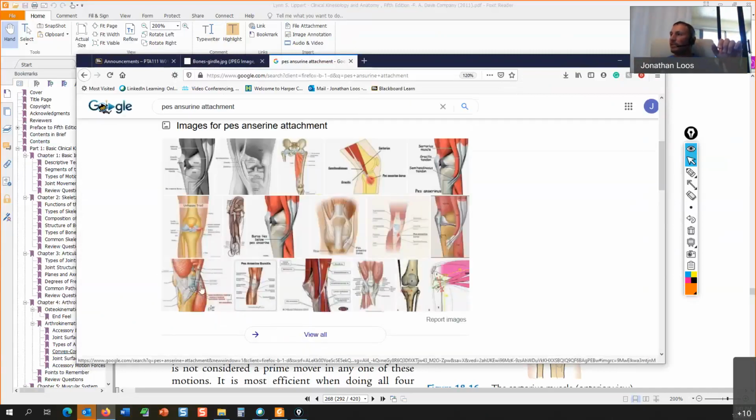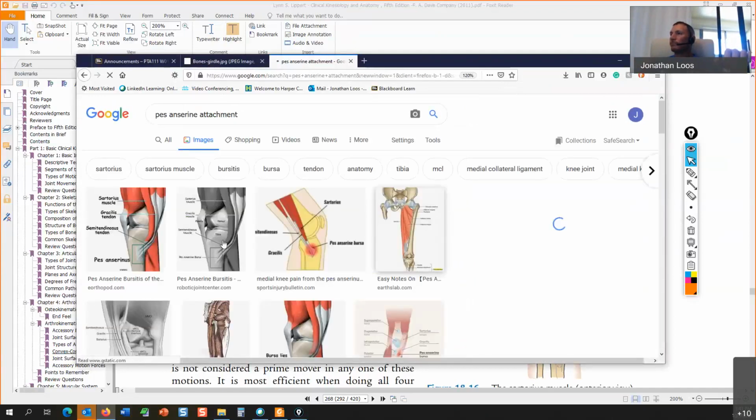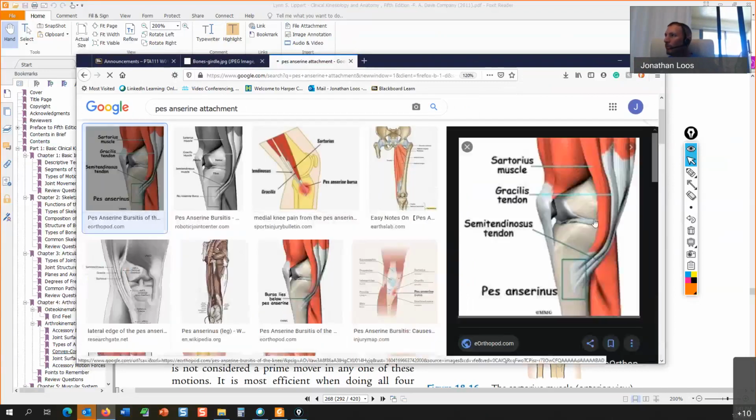Let's see if we can find a good photo of it. You can kind of see it right here. So here's your sartorius muscle. This is a left leg looking at a lateral view. Here's your quadricep complex, here's your rectus femoris right there, and then here's the posterior part of the leg back here. You can see the 3 muscles coming down here and making that triad of the pes anserine. You have your sartorius, which is coming forward. You have your gracilis, which is one of the adductors, which we'll talk about in a moment. And then you have your semitendinosus, which is one of the hamstring muscles.